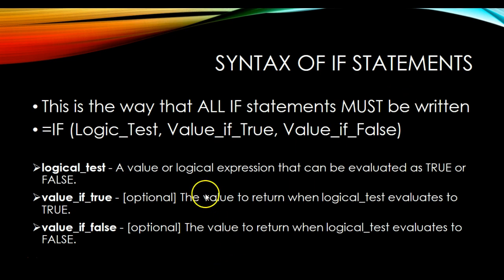Okay, so the value if true is the value to return, the value you want returned when the test is true. So if this is true, then you're going to do this. If this logical test is not true, it's going to return this value over here. That is your value if false, the value to return if the test evaluates false. So I hope that makes sense. It's a little complicated, but it'll all clear up as soon as we start some practice.